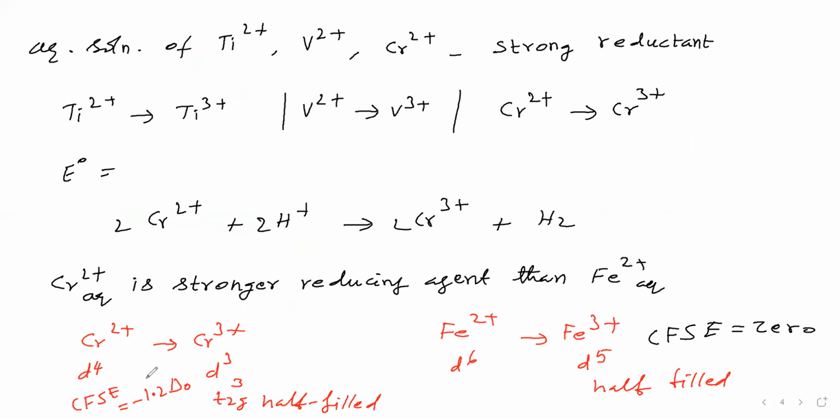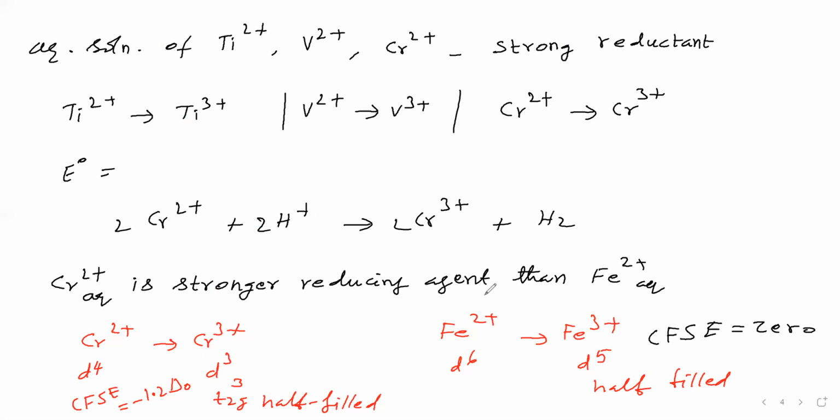For Cr3 plus the crystal field stabilization energy is minus, therefore it is more stable when compared to this. So Cr plus 3 is having more stability than Fe plus 3. Therefore, Cr plus 2 is a stronger reducing agent than Fe plus 2. Like this we can say.